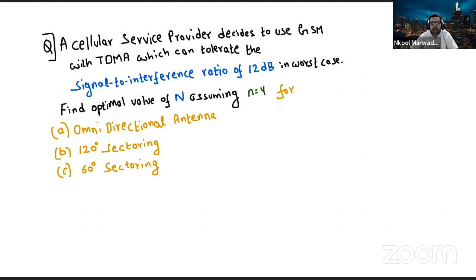We have to find the capital N, that is the cluster size, optimal value of capital N, assuming the exponent small n is equal to 4. The path loss exponent is 4. In the first scenario, we are assuming that we are using an omnidirectional antenna. In the second scenario, we are using 120-degree sectoring. And the third scenario, we are using 60-degree sectoring. So let us look at them one by one. Solution.